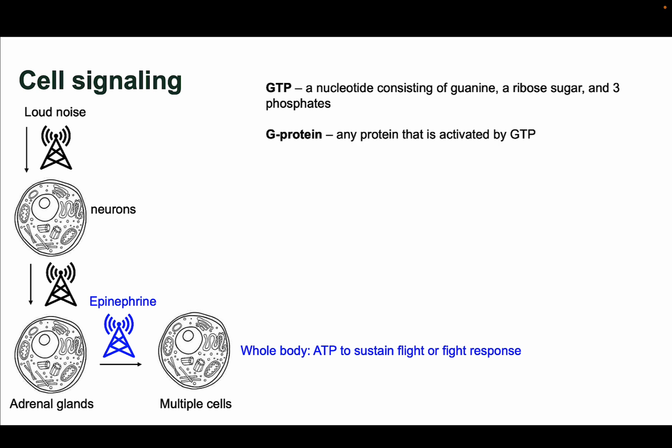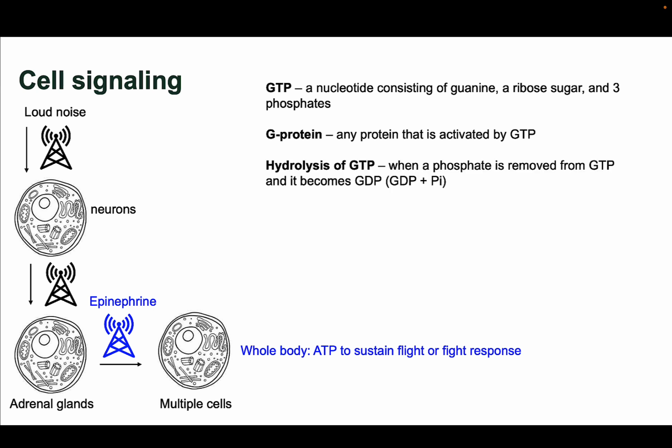Now, the other player I want to introduce you to is a G protein. So these are common proteins that work in signaling pathways, and they refer to any type of protein that is activated when it's bound to GTP. Okay, so a G protein just means it's a protein that's activated when it binds to GTP. These G proteins are turned off when GTP is hydrolyzed.